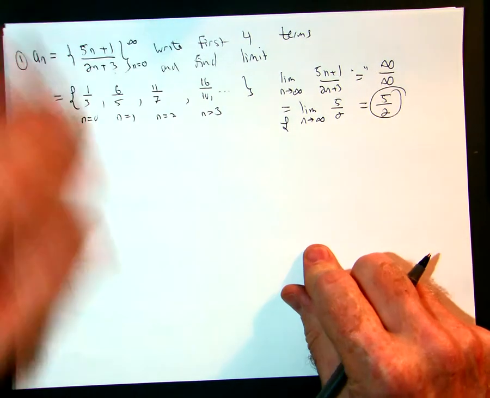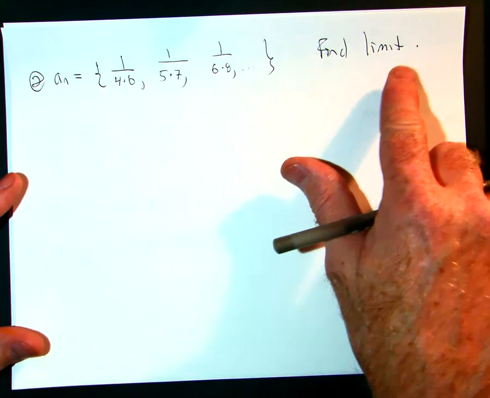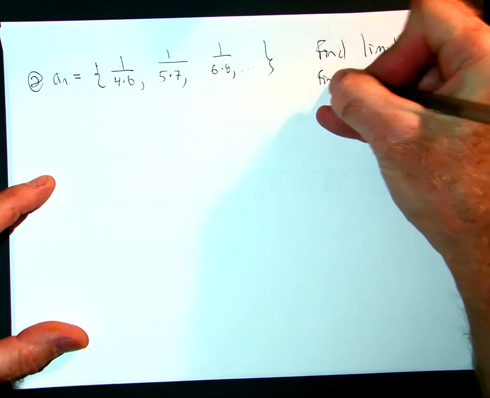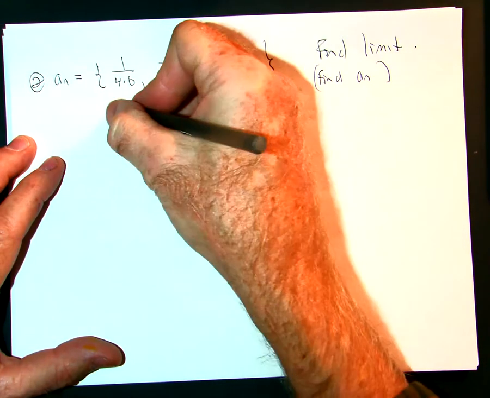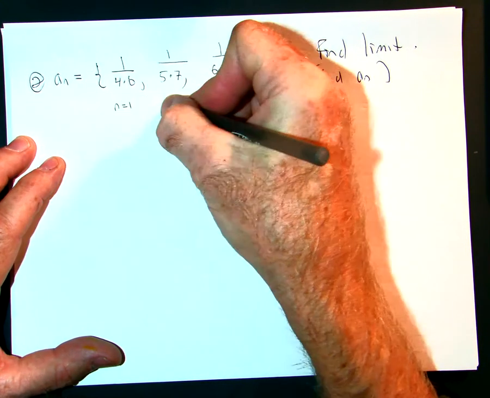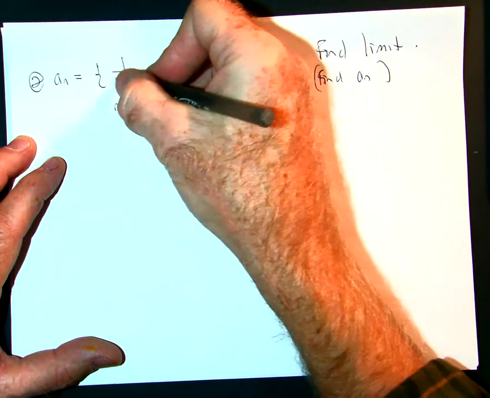Okay. Here's another example. Here you have to find the limit, and we have to find the an in order to do that. So I'm going to start my count here. N is equal to 1, n is equal to 2, n is equal to 3. And I'm going to look at the pattern.